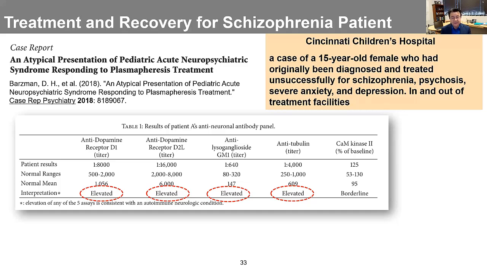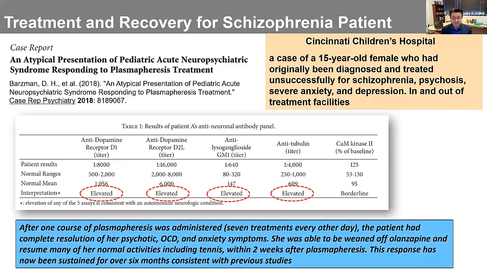They brought in Dr. Bernstein, who's an immunologist. He knew about the panel, the autoimmune brain panel. In the published study he showed that she had elevated levels of dopamine D1, D2, lysoganglioside, and tubulin, which is why we have to run all 5 of these, because different symptoms correlate with different positivity of these antibodies.